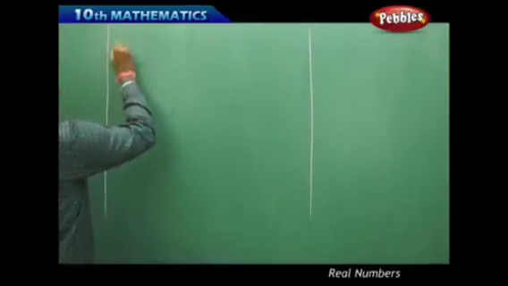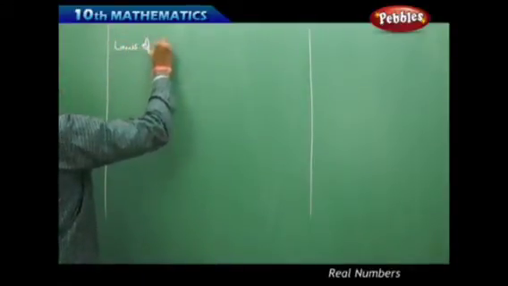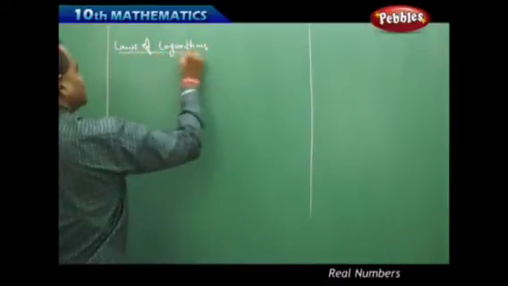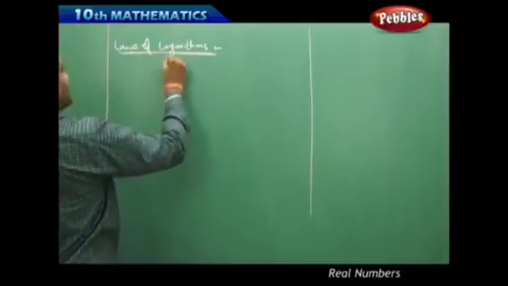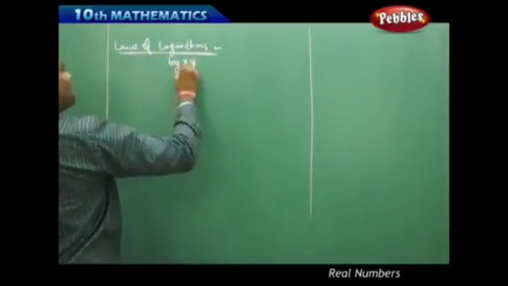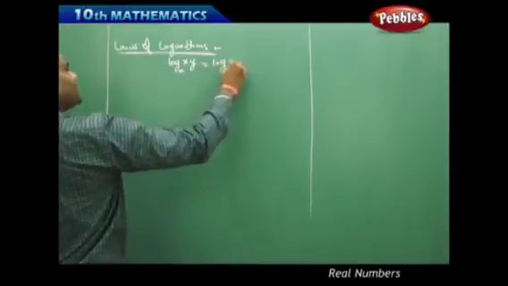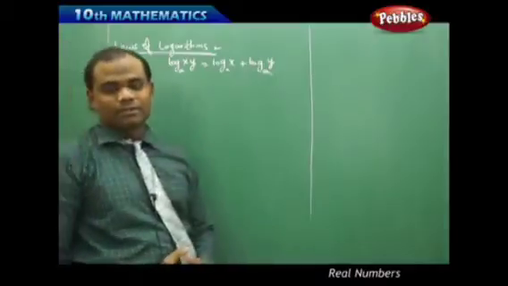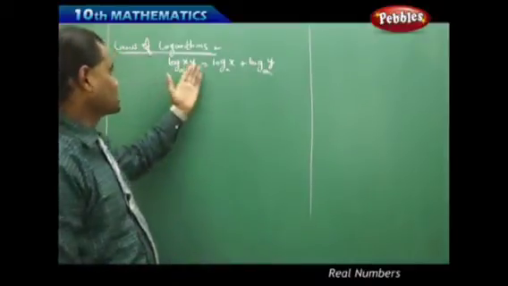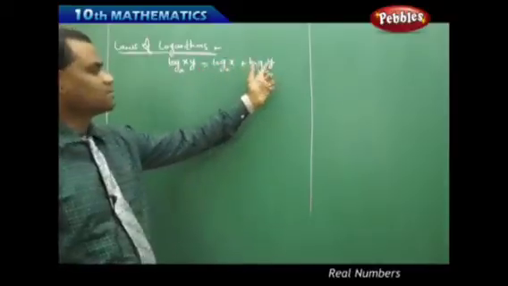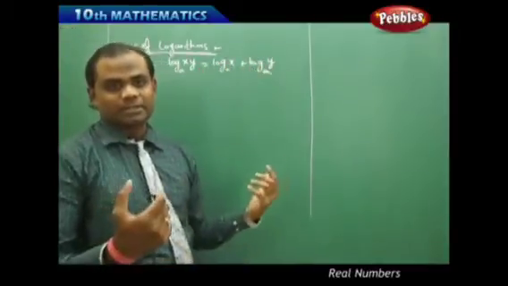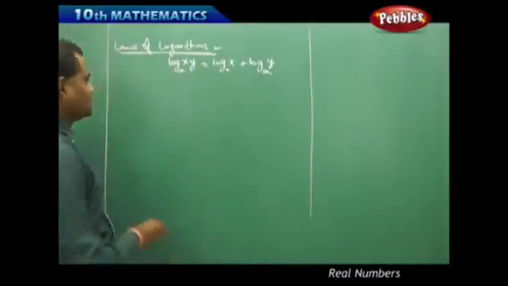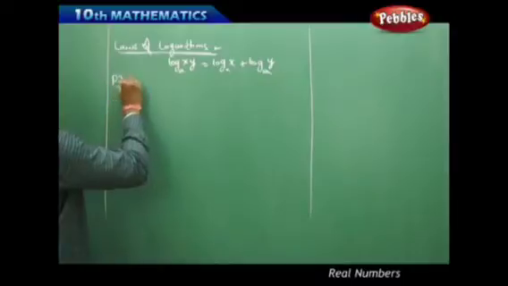So initially, the first law states that log xy is log x plus log y. This is the first property of logarithms. Log xy to the base a is log x to base a plus log y to base a. We can split the product in the log as the sum of the logs. So let's see how we can do that using a proof.